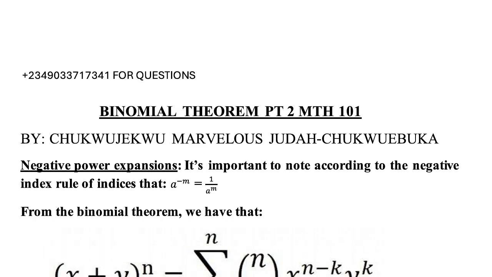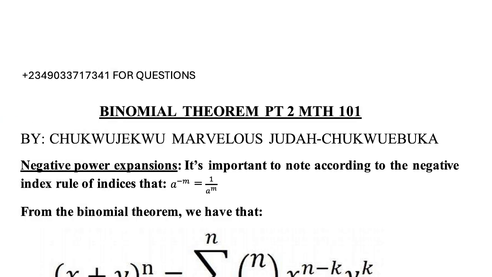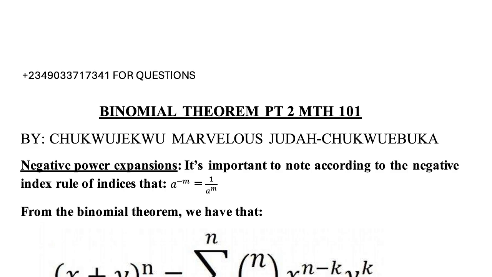In this video, we're going to be looking at binomial theorem part 2, and this is mainly based on negative power expansions and fractional index expansions. So we'll learn how to determine the terms of the expansion, the coefficients, and then the values for which such expansions are valid.